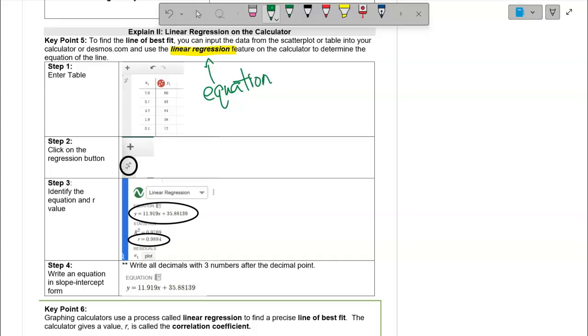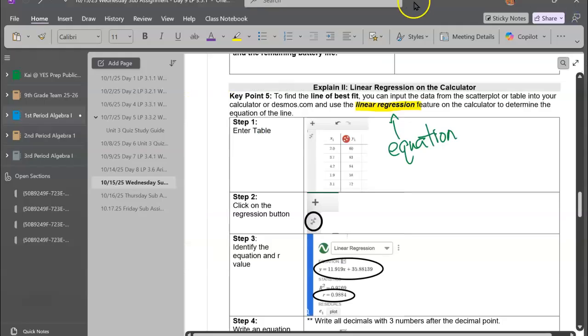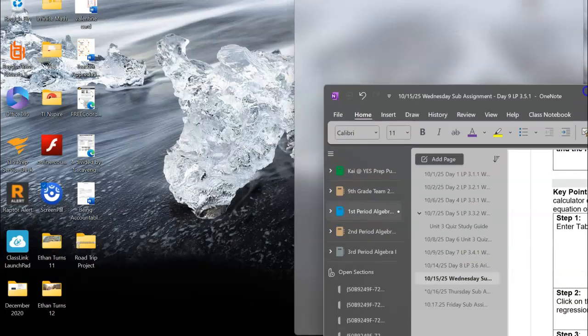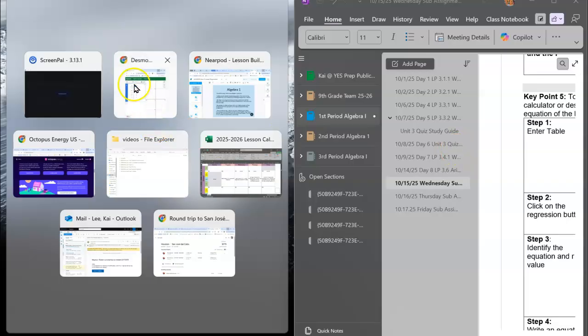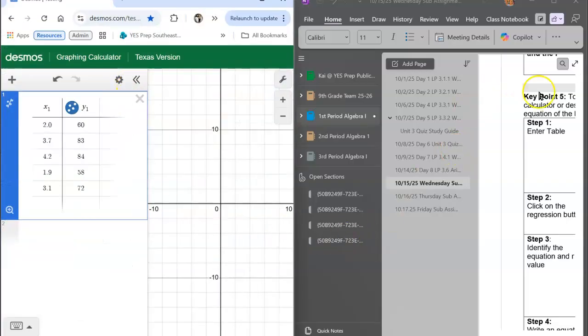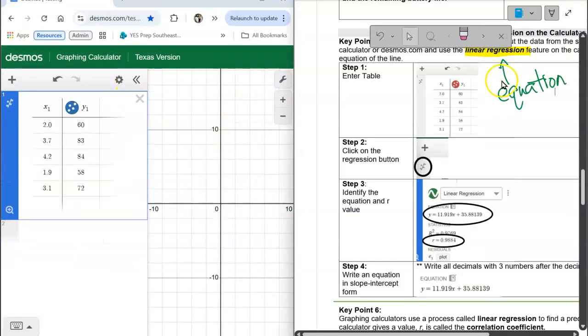Anytime you see the word regression, it really just means equation. That's all it means. Give me a linear equation. Well, how do I do that? In order to get the linear equation, I need to take the table and put it into Desmos. So let me split screen this real quick so that you can see how I can do this with my Desmos. Here's my Desmos. I already got the table written down.